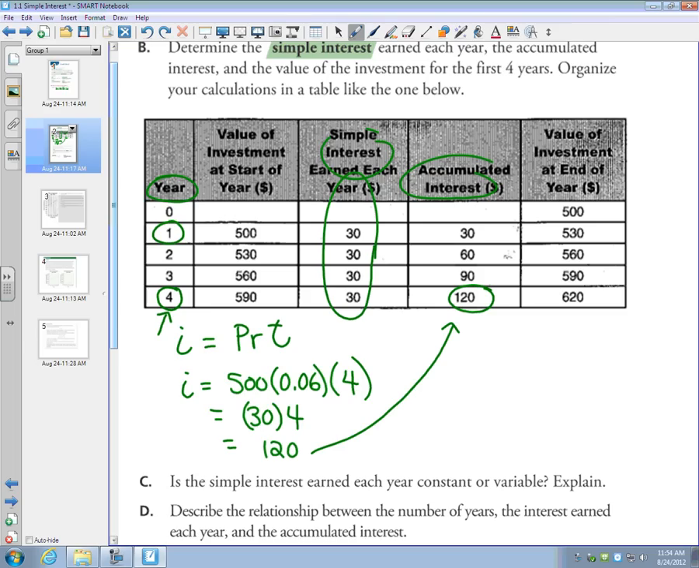Wow. Here we go. As the time increases, your accumulated interest goes up. Your interest earned each year stays the same.